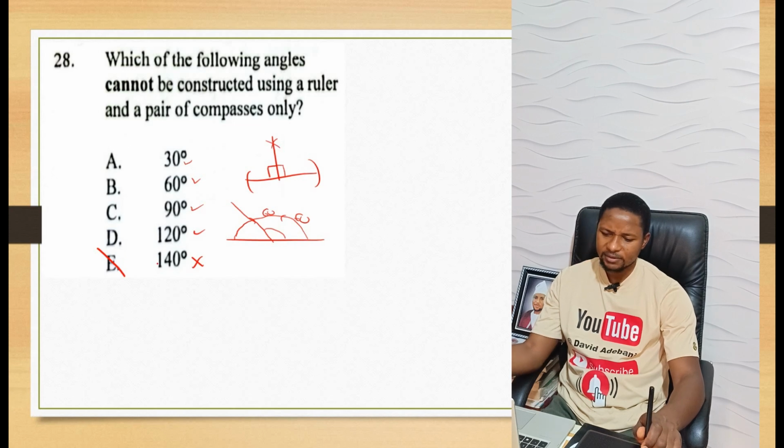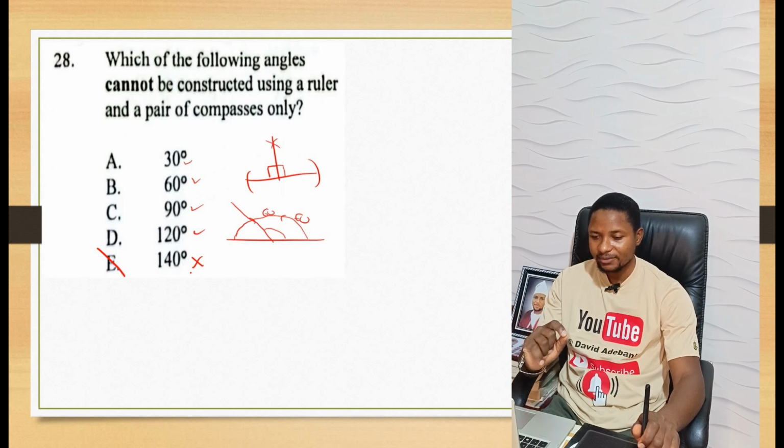Because 140 is 120 plus 20. 20 cannot be constructed using a compass. You can only measure it using a protractor. Take note.